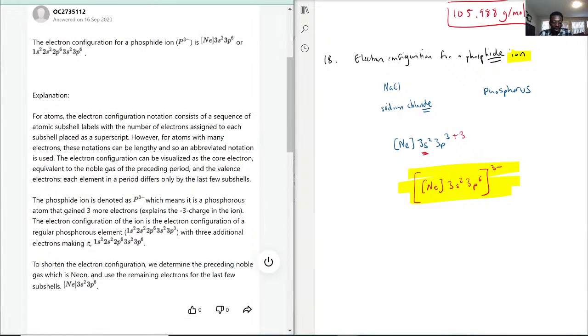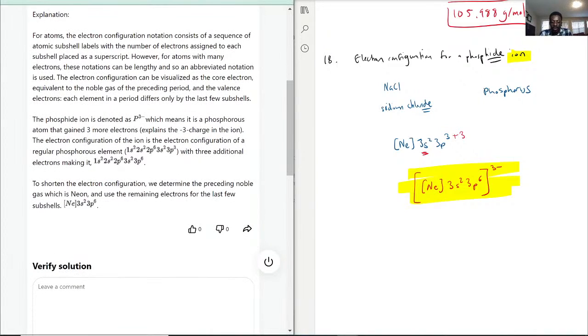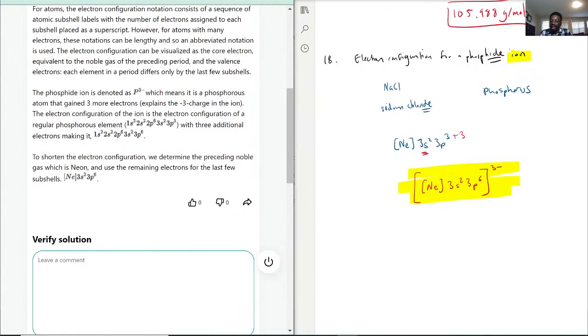So it's a lot easier to gain those 3 than to lose a whole 5, hence why we jump up like that. This is correct.